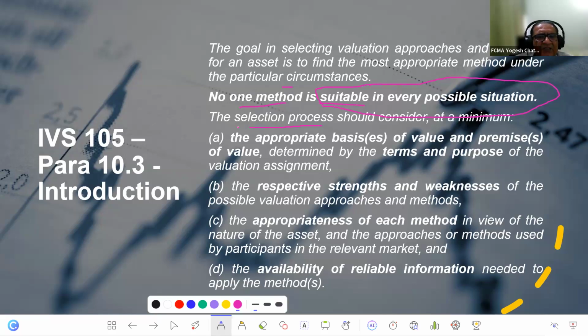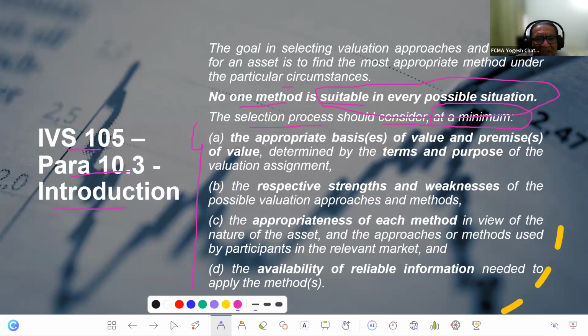Then the question will come: how to select the appropriate approach of valuation or the valuation method? Guidance on that is provided under para 10.3 of IVS 105, which is on introduction. The selection process needs to consider, at minimum, very important, these minimum requirements, which are illustrative in nature, not exhaustive. Apart from this, there can be other requirements also.